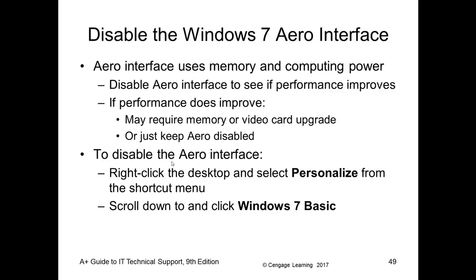But if you do need to disable the Aero interface, it's pretty simple. You right click on the desktop, select personalize, scroll down to the bottom, and then click Windows 7 Basic, which is going to remove Aero interface and take you to a standard desktop interface. You will lose some functionality as well, so keep that in mind.